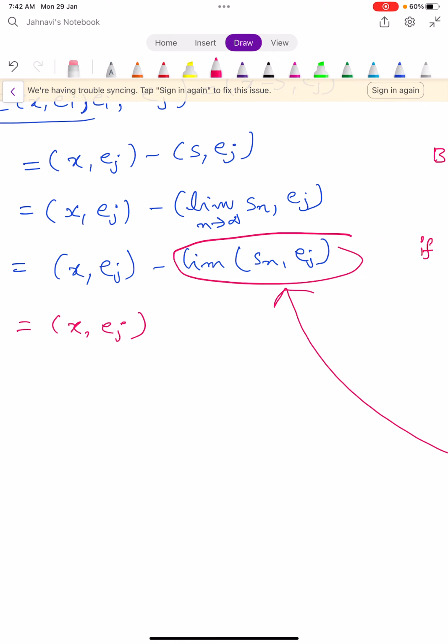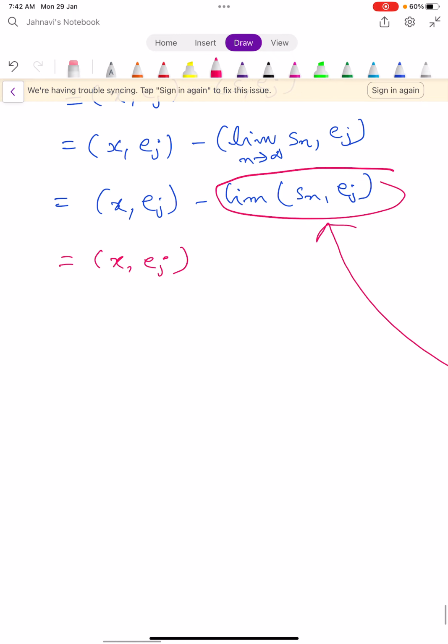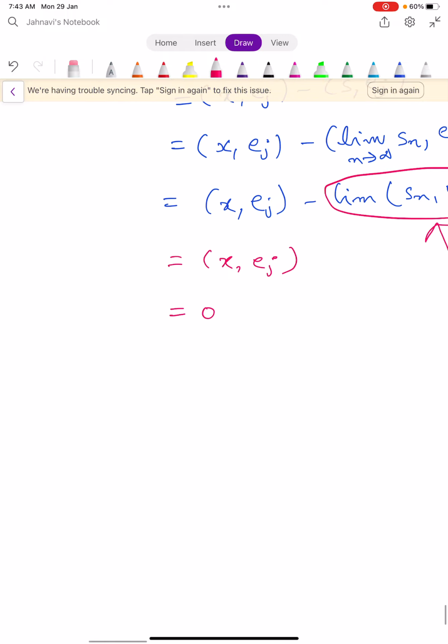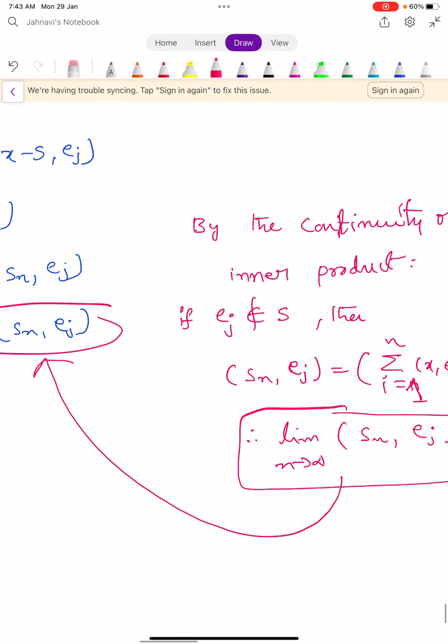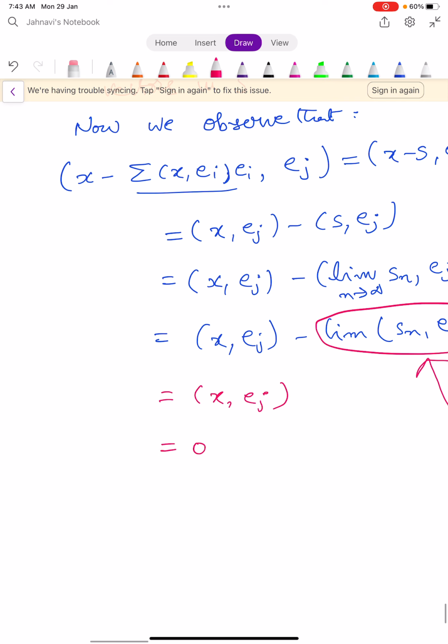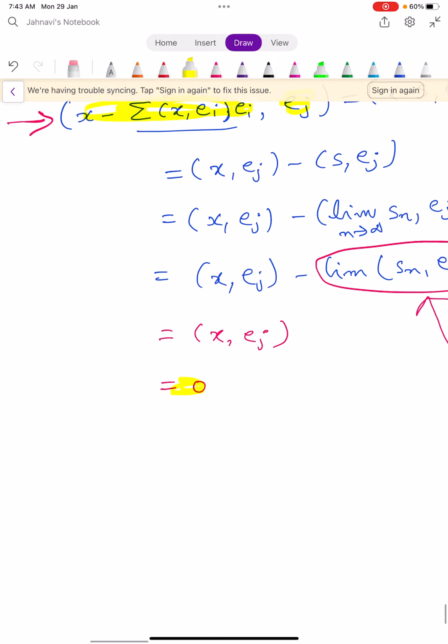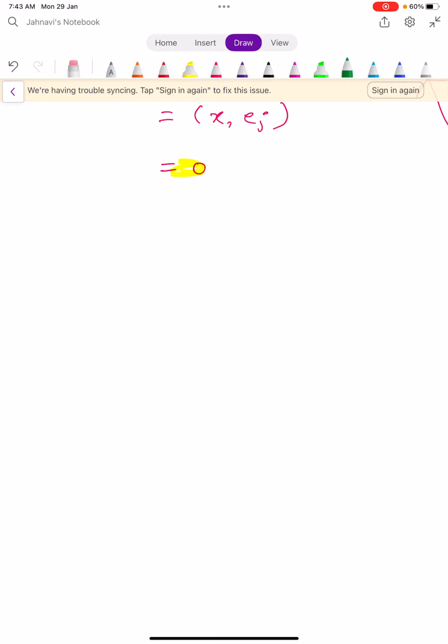Again we go for this. Already we learned that the inner product of x comma ej is equal to 0 whenever this element ej does not belong to capital S. So the complete calculation of this term becomes 0. X minus summation of x comma ei into ei, comma ej, must become 0. After this, what happens if ej belongs to S?